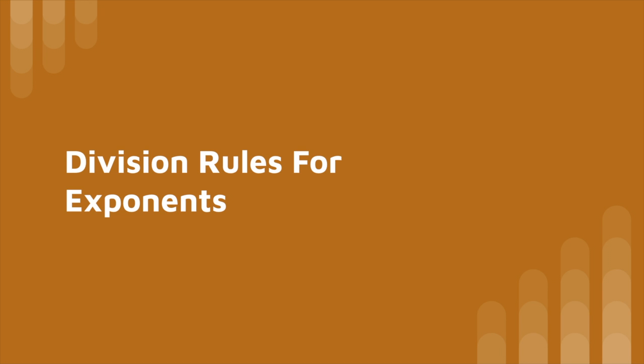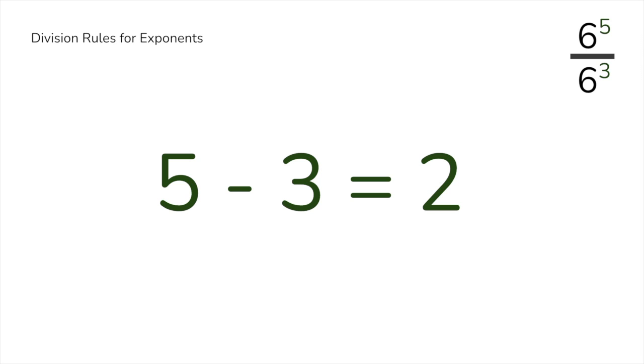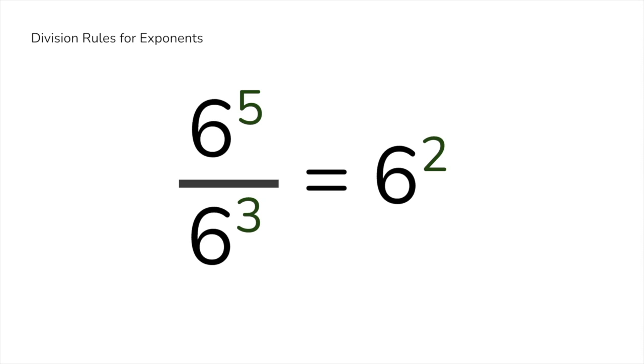When you divide two numbers with exponents that have the same base, you subtract the exponents. Let's look at an example. 6 to the power of 5 divided by 6 cubed. So what we do is we subtract the 3 from the 5 to get 2 as our exponent value, meaning that we keep the base and get 6 to the power of 2 as our final answer.